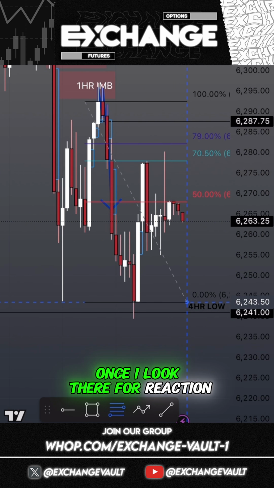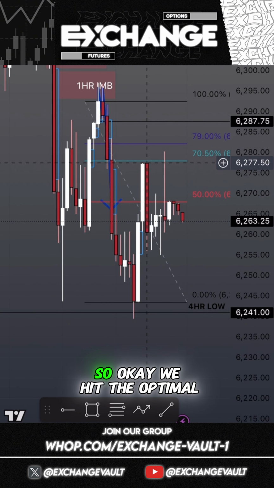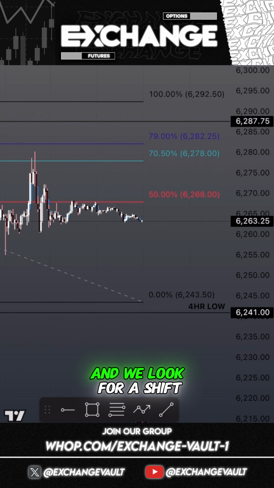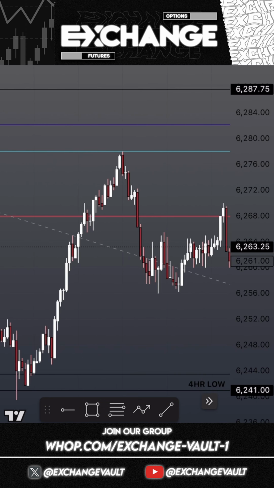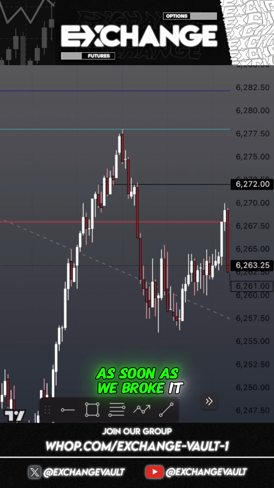Once I look there for a reaction, I look for a shift on the smaller time frame, right? So okay, we hit the optimal. So like I said, now we go back to the 1 minute and we look for a shift to the downside, right? And a retest. So here we broke that 1 minute low right here. As soon as we broke it, we retested it.